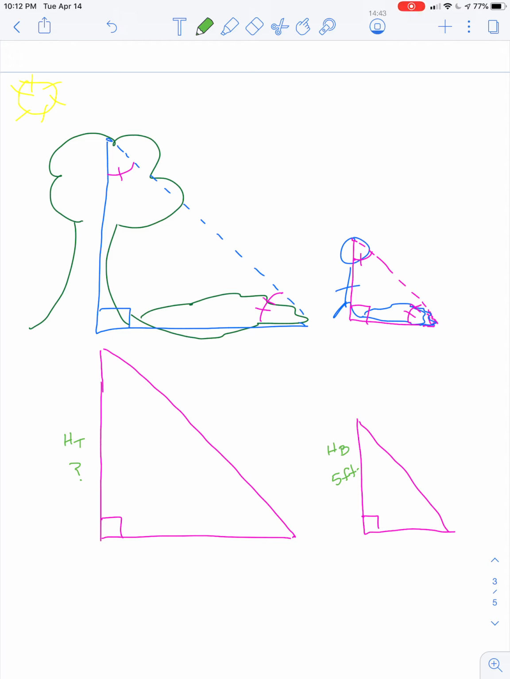She estimated that her shadow length was 6 feet, and that is the shadow of Beth. And then we have the shadow of the tree, which she estimated as being 30 feet. Shadow. And this is height on each one of our triangles.